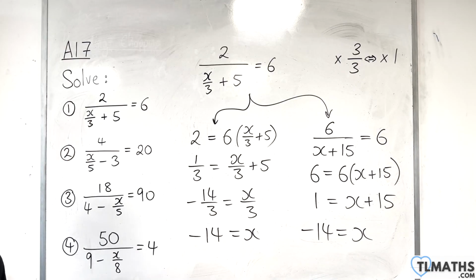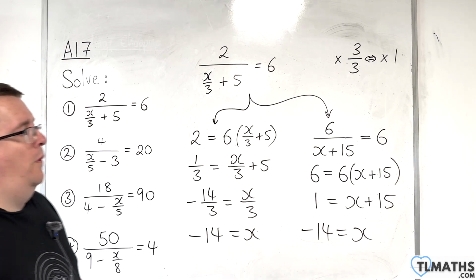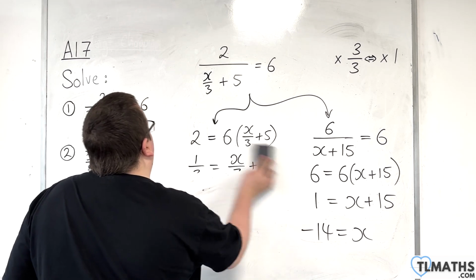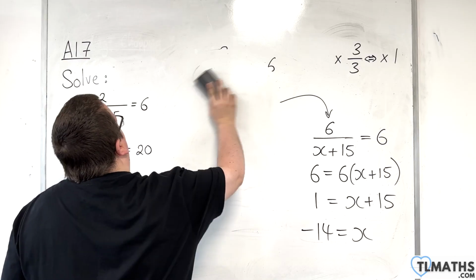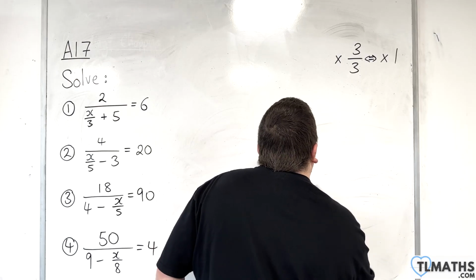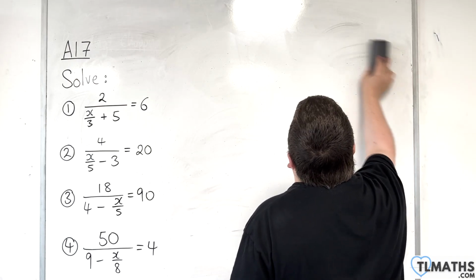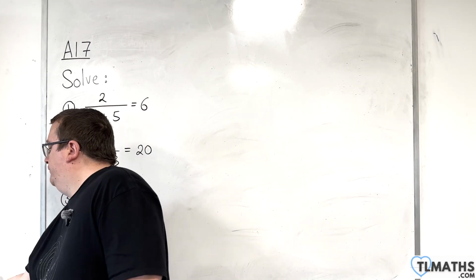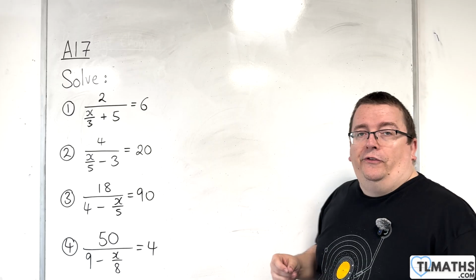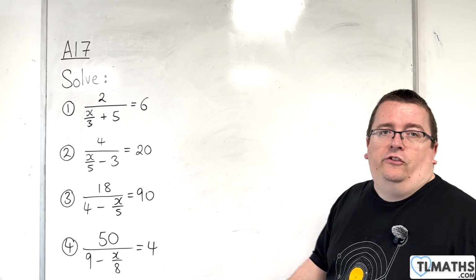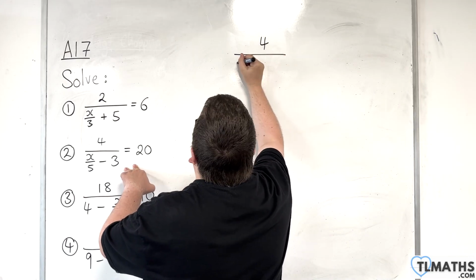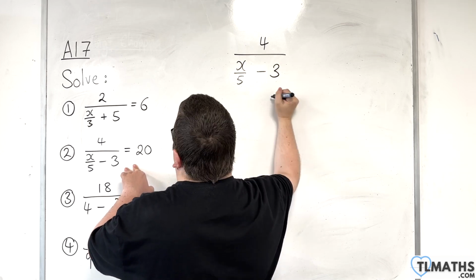So this is probably something that you want to think about when dealing with these. Okay? So let's do that for the rest, just so we can get used to it. But if you've paused the video and had a go yourself and you've been doing it using my first method, then you'll probably want to see those steps as well. So I'm going to do each of these using both methods. Okay? So number 2, 4 over x over 5 take away 3 equals 20.